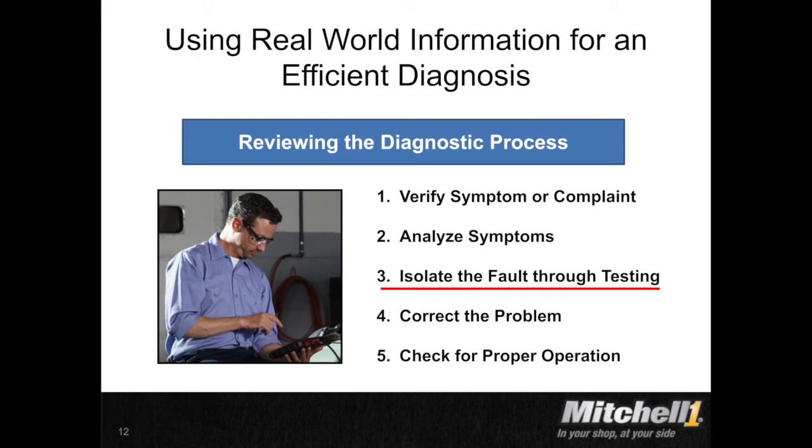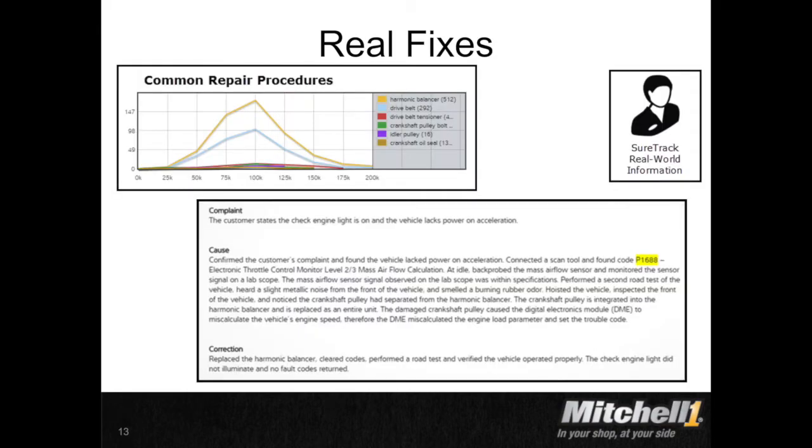So again, remember we talked about planning the work and working the plan? Well, step 2 was planning the work. Step 3, isolating the fault through testing, is working the plan. So to start off, Mitchell 1 gives you Real Fixes. Real Fixes is a brief case study of a real-world diagnosis, giving you complaint, cause, and correction for that case.